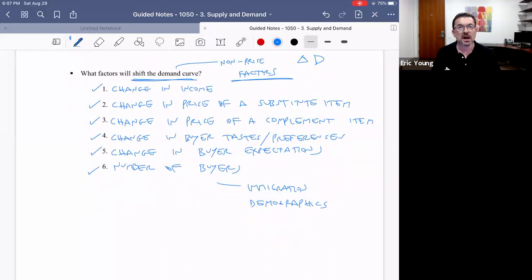It's your job to memorize and understand these 6 non-price factors, these 6 demand shifters. Because in the future, I'm going to give you lots of different events and scenarios, and your job is to interpret how those events will affect the market. And it all comes down to demand curve shifts based on these 6 non-price factors.